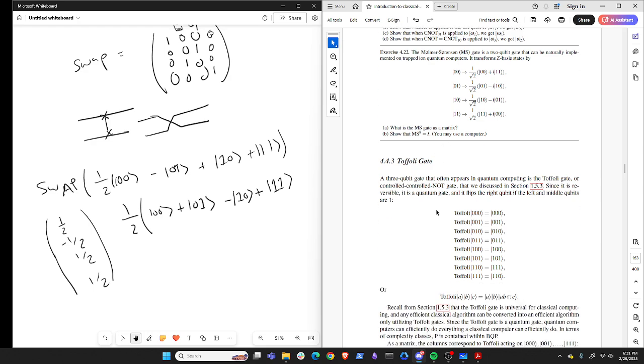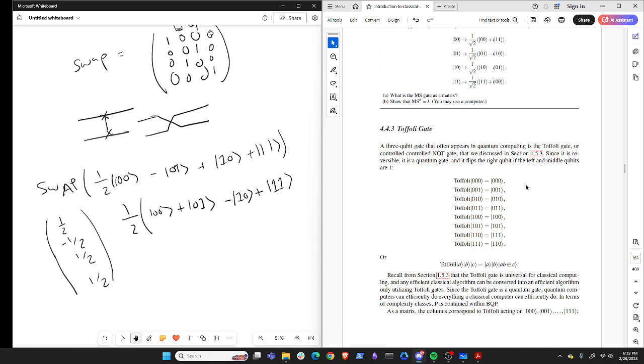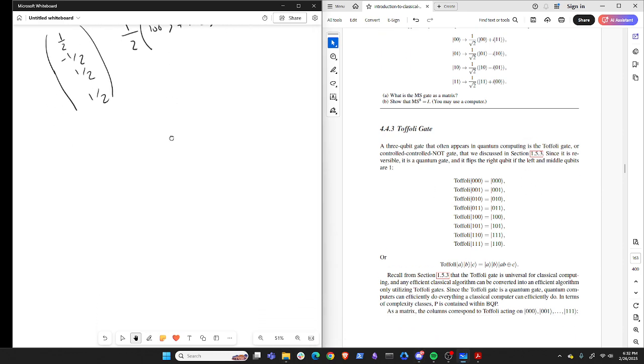Toffoli gate. The Toffoli gate is a 3-qubit gate. It's a controlled-controlled NOT gate, CCNOT. You might see that as well. It operates on 3-qubit systems, flipping the third if the left two are 1. So it can't be either or. It's not an XOR situation. They both have to be 1.